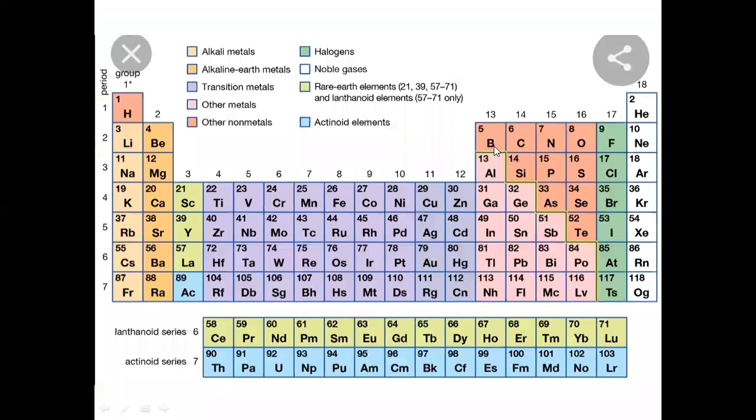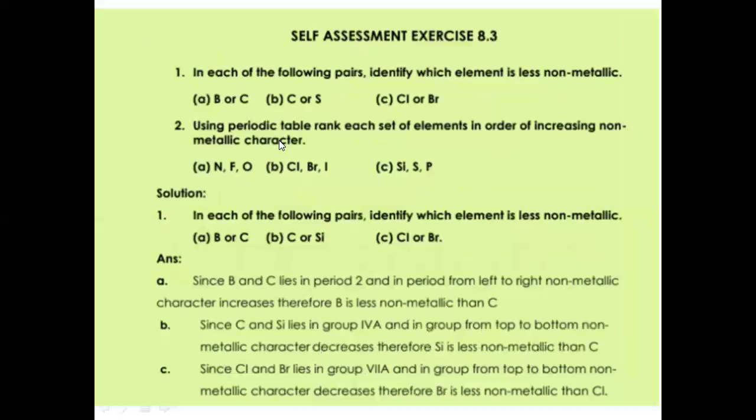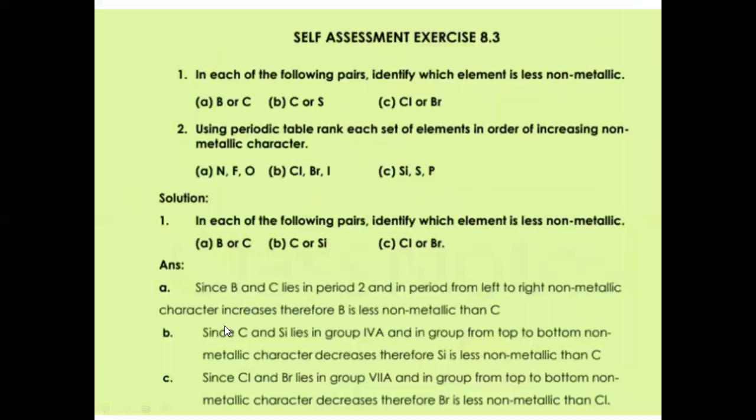You can see here this is boron and carbon. Both are present in the second period. This is period number 1, period number 2, and as we know non-metallic character increases from left to right. So less non-metallic will be boron and carbon will be more non-metallic. Second one is carbon or sulfur. Carbon is present in group number 4 and sulfur is present in group number 6 of the periodic table.